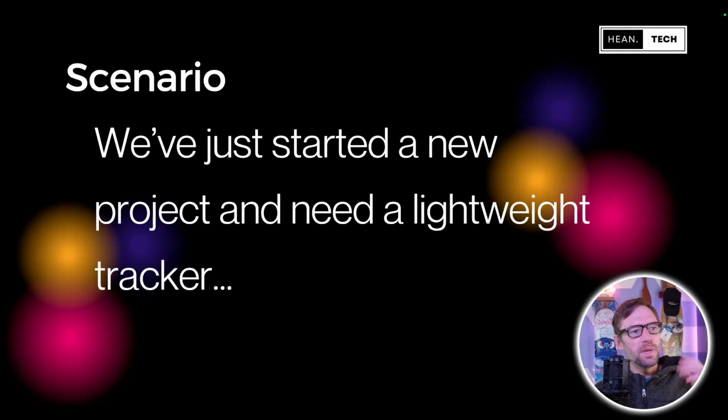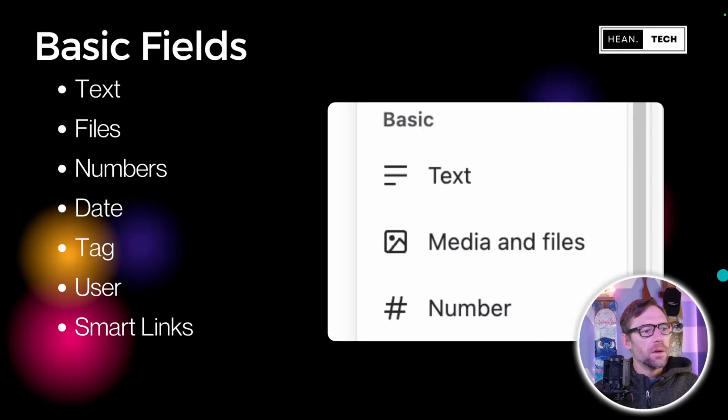But our scenario is we started a new project. We want to build a lightweight tracker. Okay, great. How do we do that? Well, we're going to use what they call basic fields. And I've listed them all here. You don't have to memorize these. But this would be like text or a person's name or a tag or a file. So I've used this quite a bit to build a project tracker. I don't want to go into Jira to do it. I don't want to do it in a spreadsheet. So I have a database I just duplicate, and I can put in things like tasks and who's responsible for them and some other things.